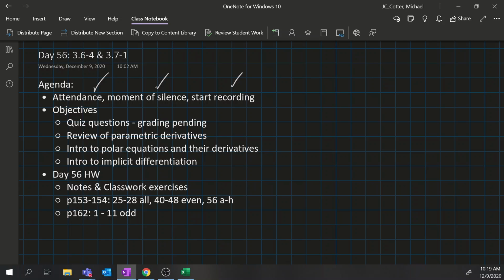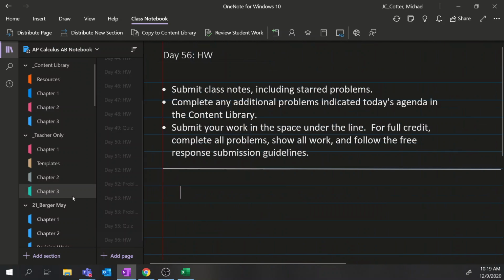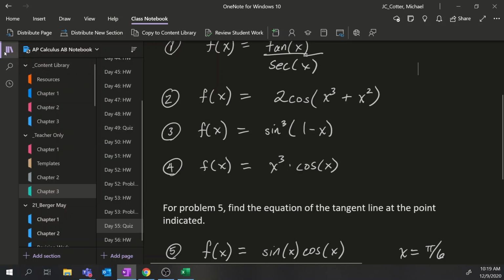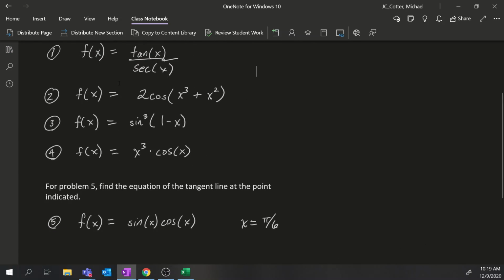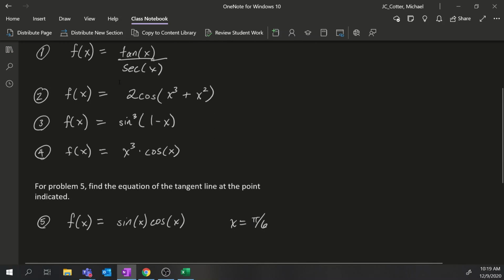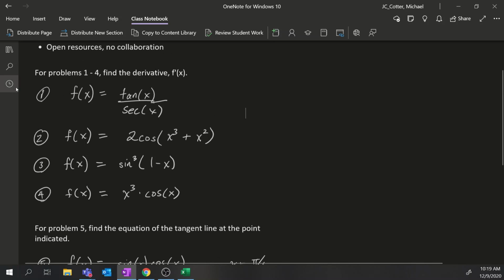Okay, so let me start with any questions you guys have about the quiz. You want to take a quick look at it? Any of these give you any trouble? For number one, were you supposed to put it in terms of sine and cosine before you started?